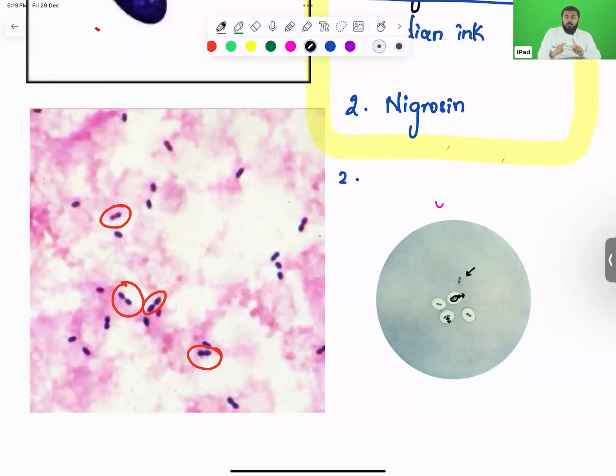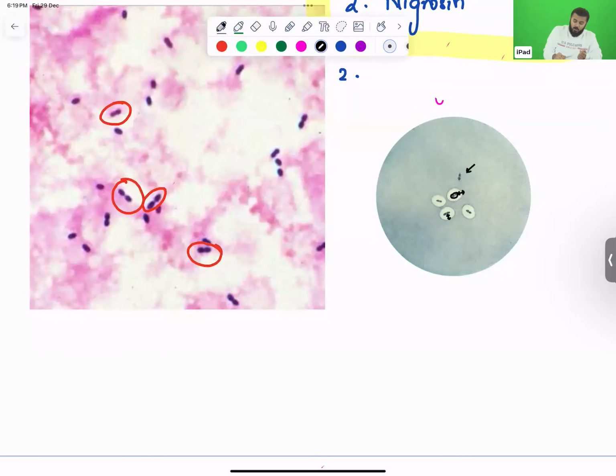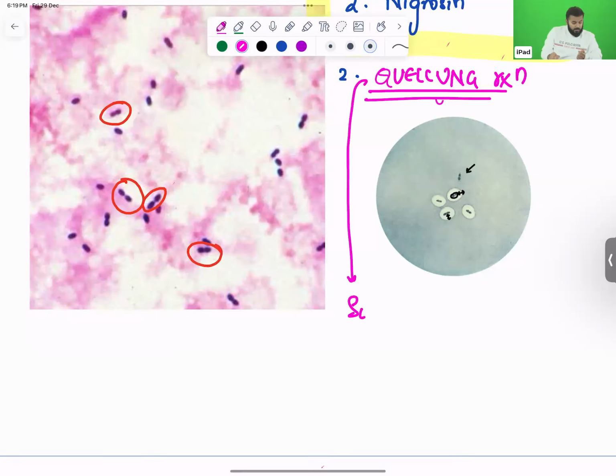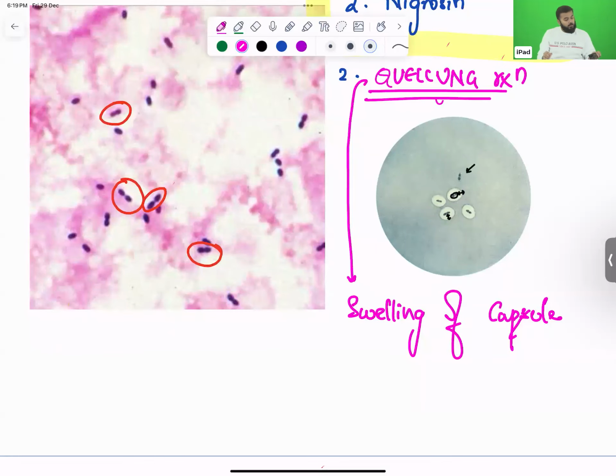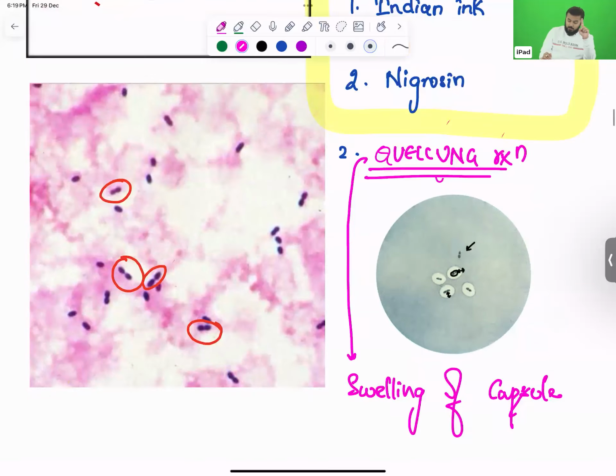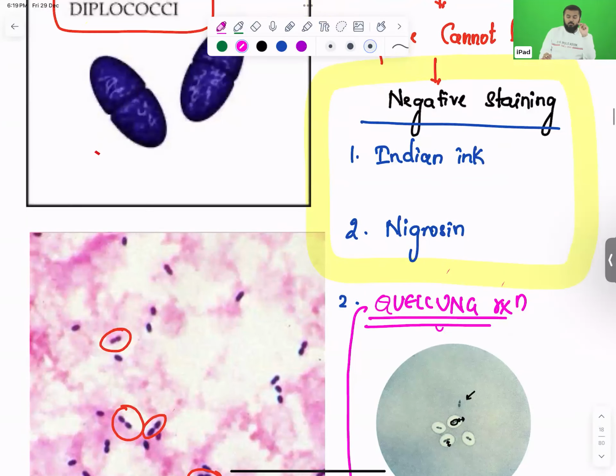The wording is similar enough, quellung, swelling, right? So just remember this reaction is called the quellung reaction. In the quellung reaction, what is happening? There is swelling of the capsule. So two things you use. One is called negative staining. Another one is called swelling of the capsule.